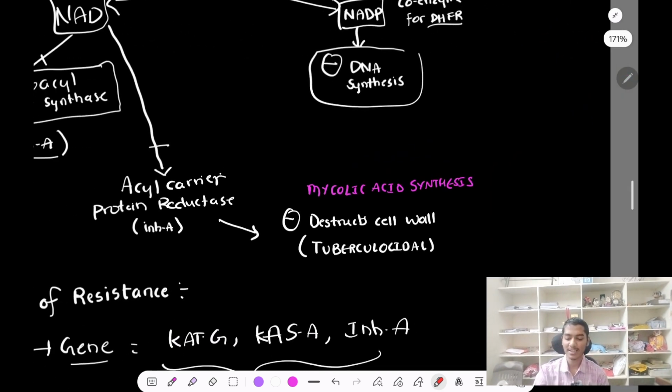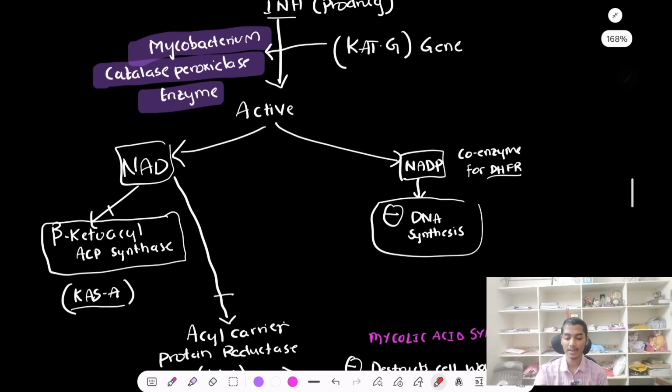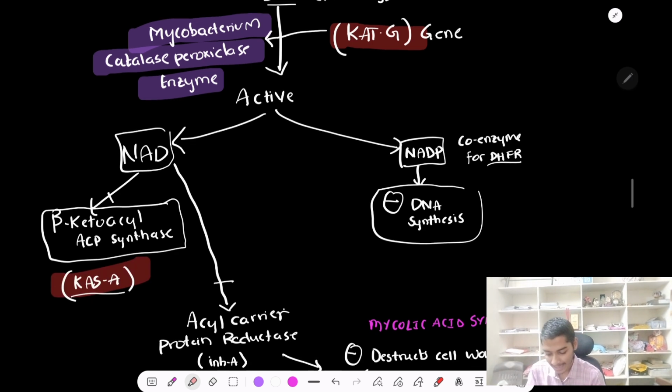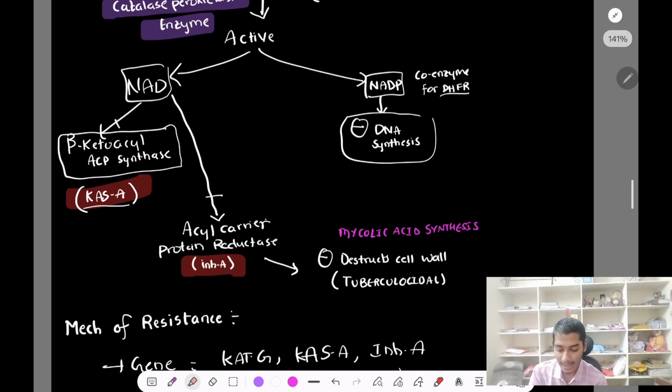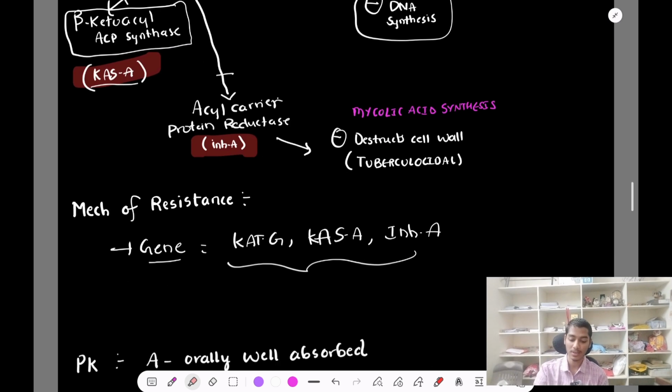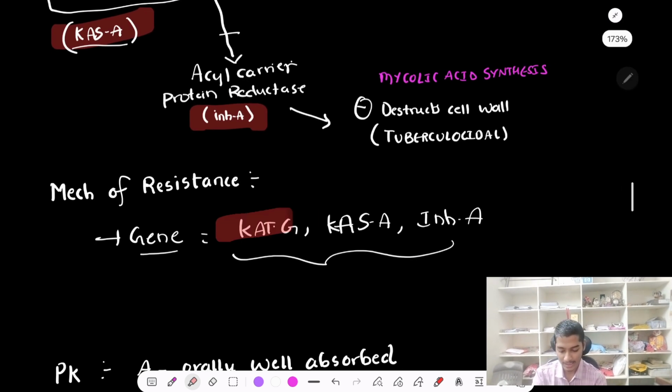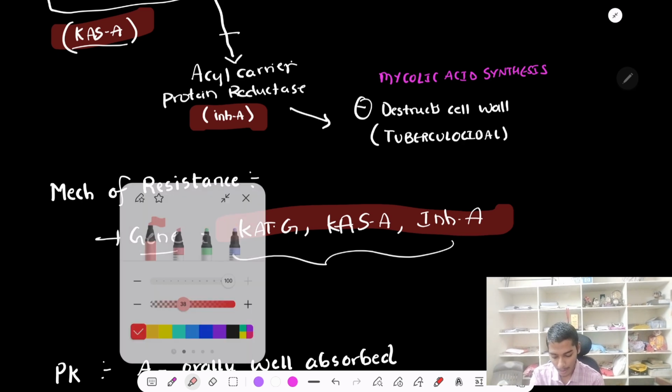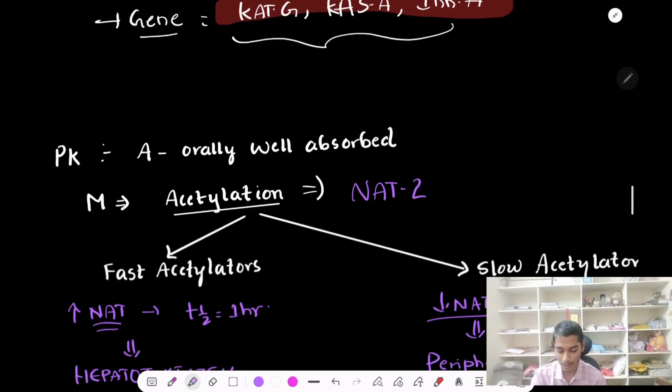So the mechanism of resistance: as you can understand the mechanism of action, you can easily know the mechanism of resistance. It is because of KatG gene mutation, KasA gene mutation or InhA gene mutation. Because of mutation in these three genes, there is development of resistance. This is a very important thing to be discussed with all of you.